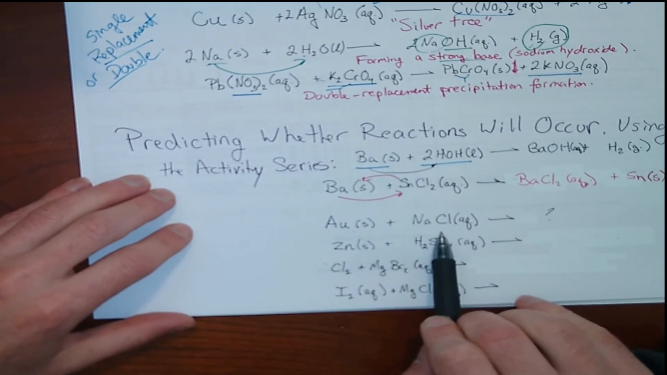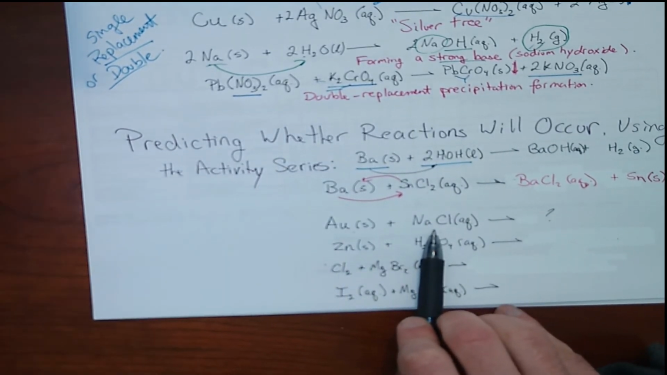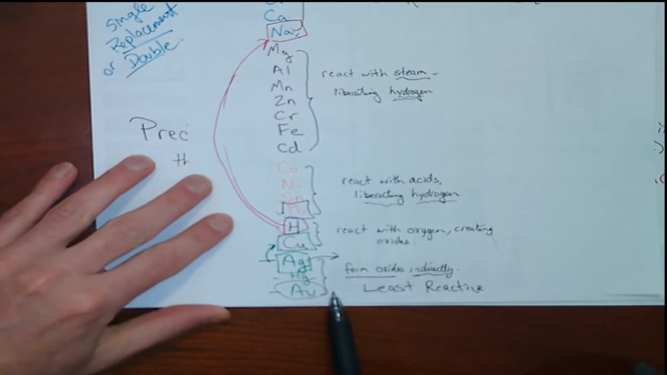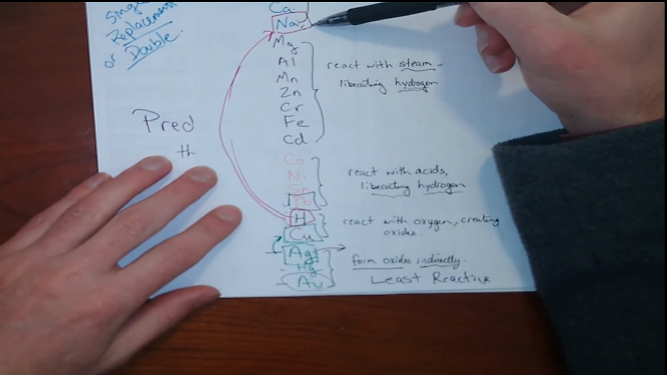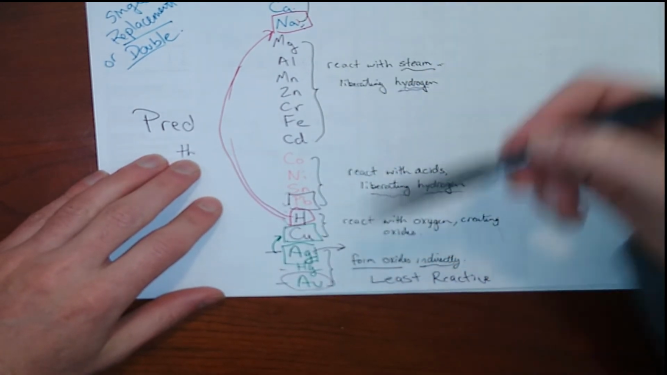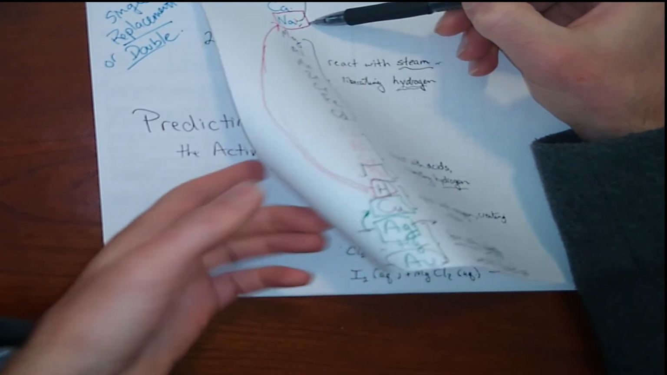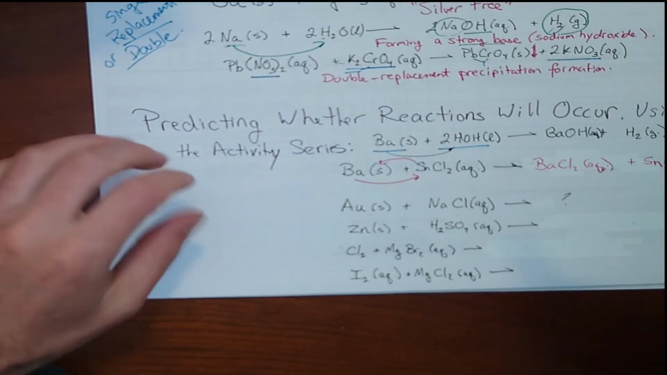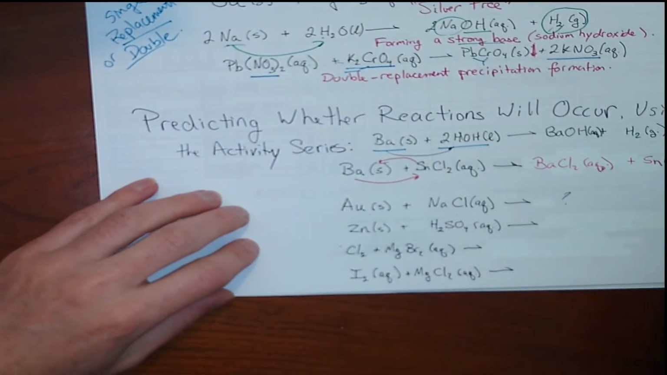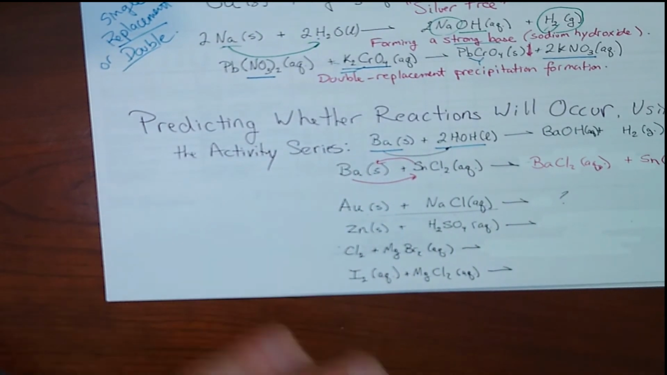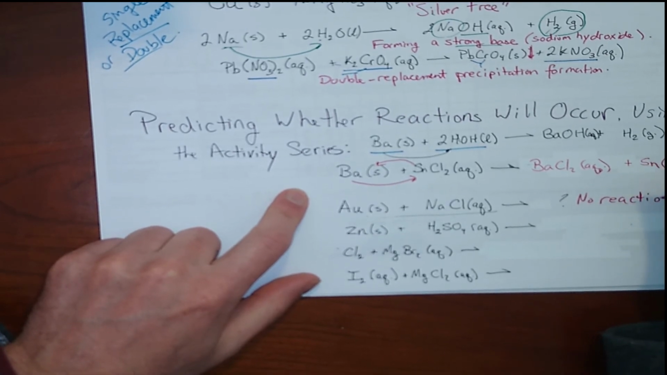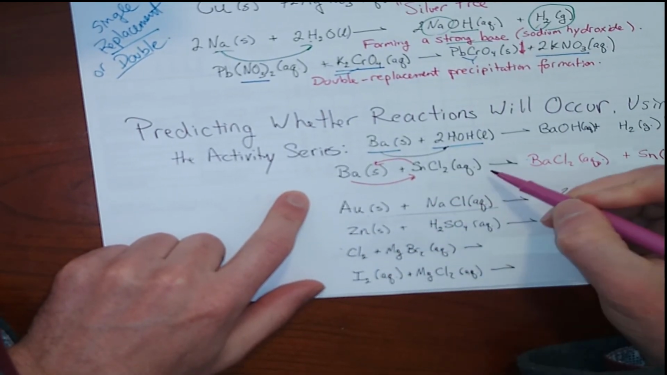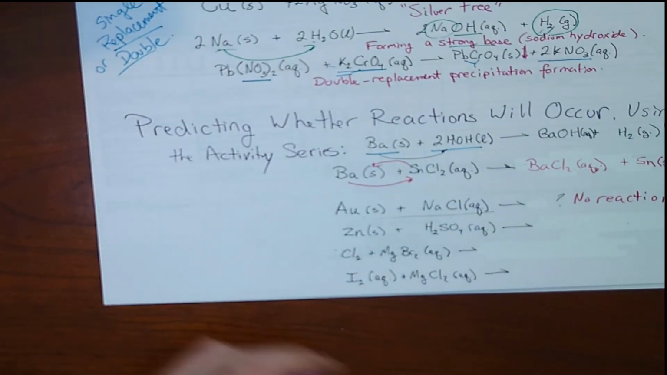Gold, if I add gold to table salt, sodium chloride, does anything happen? Well, gold is the very least active of all the metals, and sodium is highly active. So is a less active metal going to replace a more active metal? No. The answer is no. The gold will not replace the sodium here. So actually nothing will happen in this situation. There will be no reaction. The gold is not active enough to push the sodium out and take its place with the chloride.